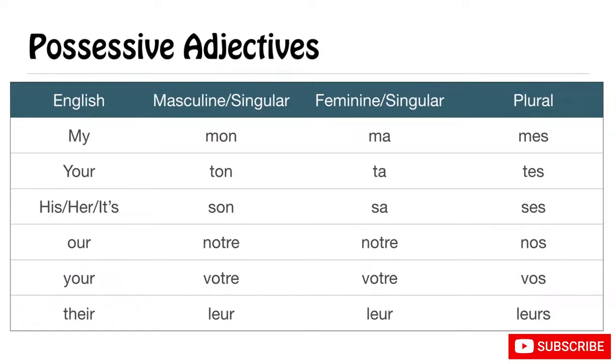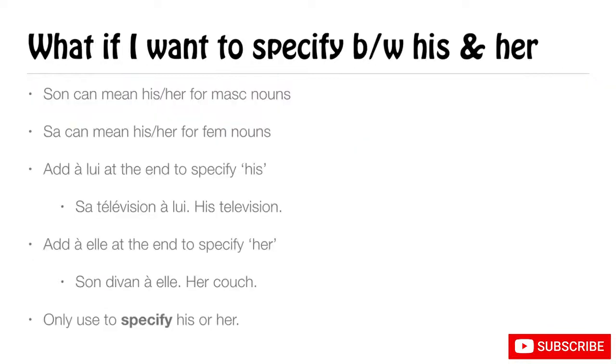And it's also important to note that although you would use ma in front of feminine singular nouns, if any feminine singular noun begins with a vowel, then you have to use mon, ton, or son, just to get that sound, because all three of those end in an N as opposed to ma, ta, sa, which end in an A. So it's just to add that extra level of fluidity to the sentence.